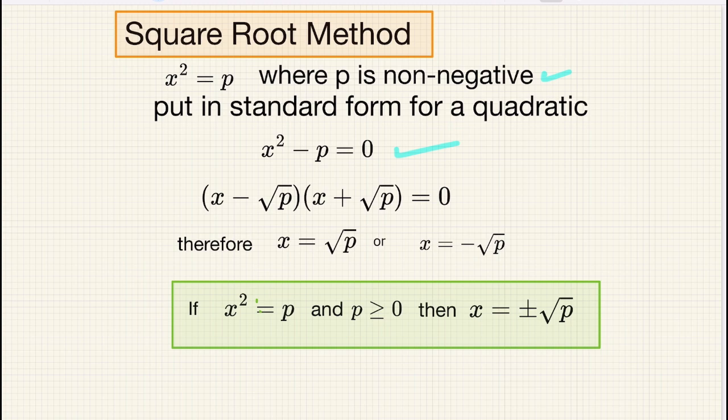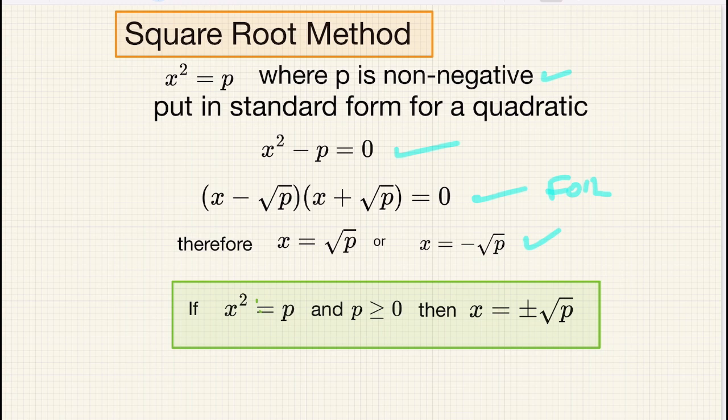Now we know that we can factor this. This is one of the special cases: x squared minus p is equal to 0 can be factored into x minus the square root of p times the quantity of x plus the square root of p is equal to 0. We can verify that with the FOIL method: first, outer, inner, last, and that will give us x squared minus p is equal to 0. So therefore we know that x is going to be equal to the square root of p, or x is equal to minus the square root of p.